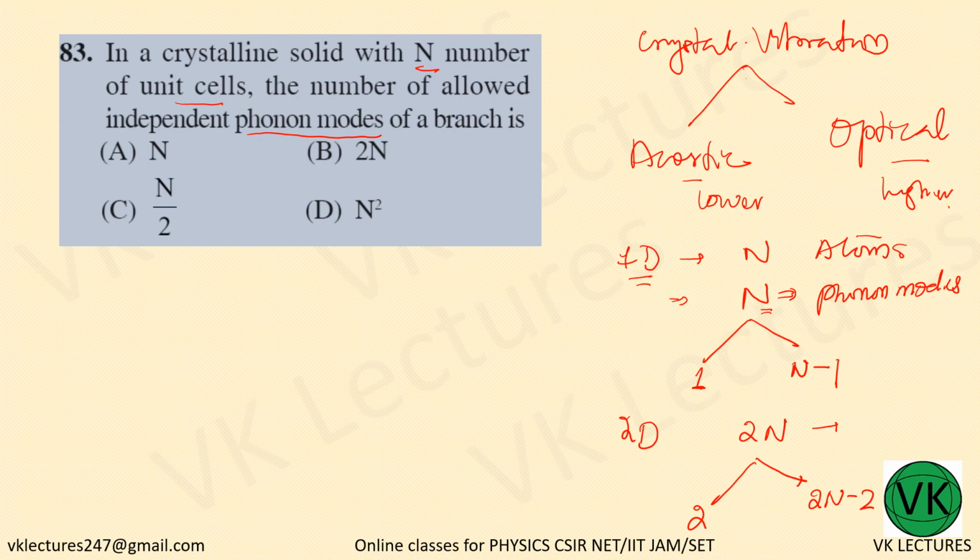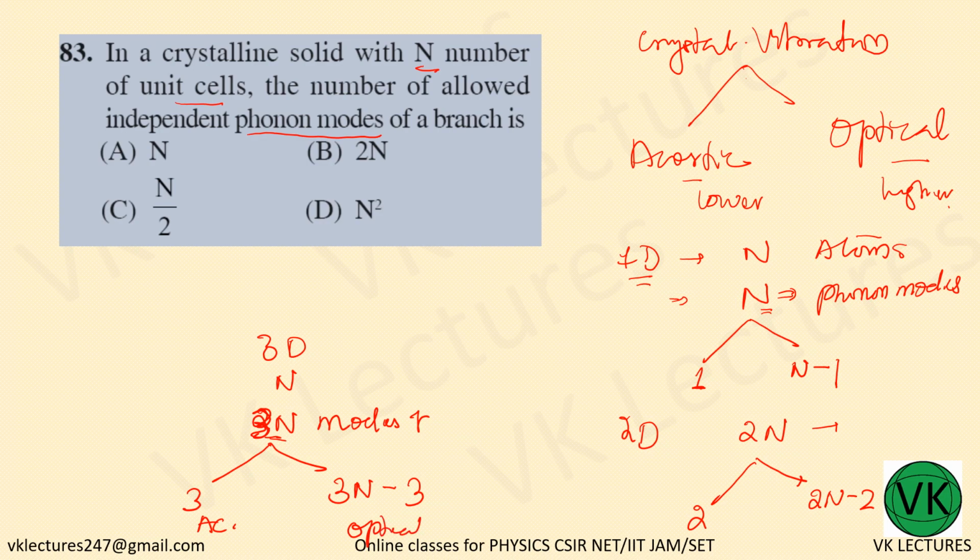Similarly for 3 dimensions, if there are n particles or n atoms, there will be 3n modes of vibration, out of which 3 will be acoustic, while 3n minus 3 will be, what is left in 3n, that will be optical vibration.